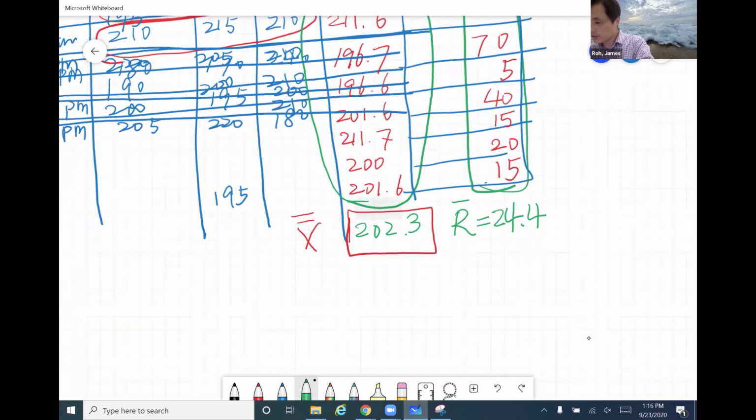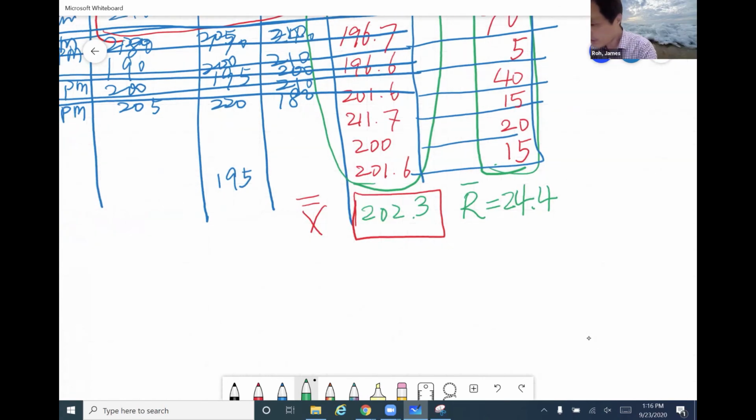Okay, now then we can calculate X bar chart. X bar chart. I should delete this.